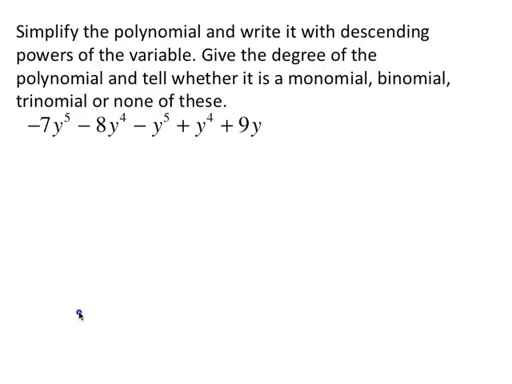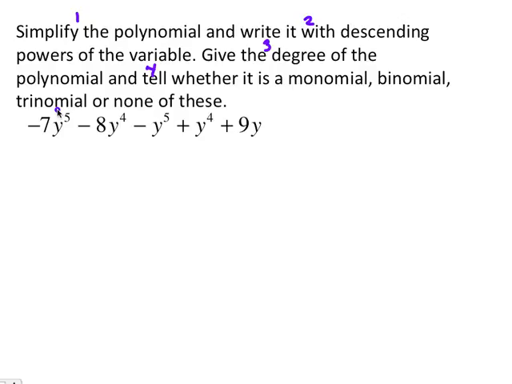Okay, so this problem says we're supposed to simplify the polynomial and write it with descending powers of the variable. Give the degree of the polynomial and tell whether it's a monomial, binomial, trinomial, or none of these. So there's about 4 things that we're doing here. One, we have to simplify. 2, write it with descending powers of the variable. 3, give the degree of the polynomial. And then 4, tell whether it's a monomial, binomial, trinomial, or none of these.